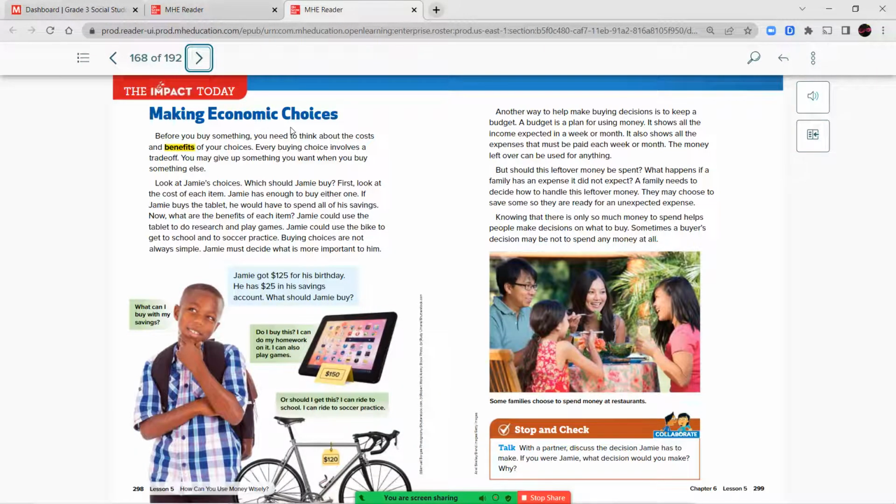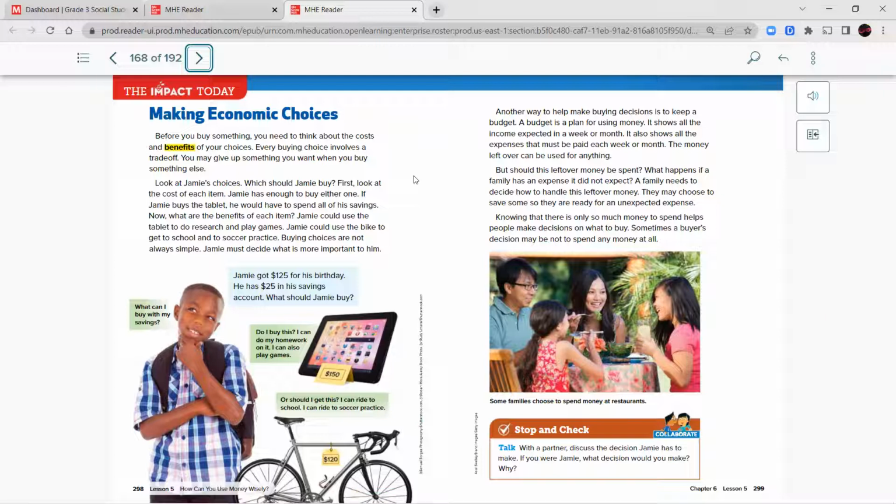And that's the same title that we have right here. Before you buy something, you need to think about the costs and benefits of your choices. Every buying choice involves a trade-off. You may give up something you want when you buy something else. Look at Jamie's choices. Which should Jamie buy?